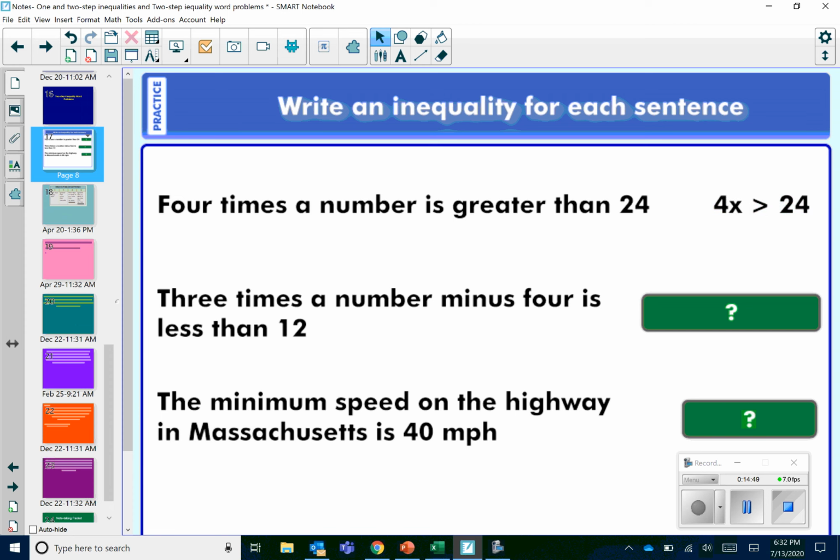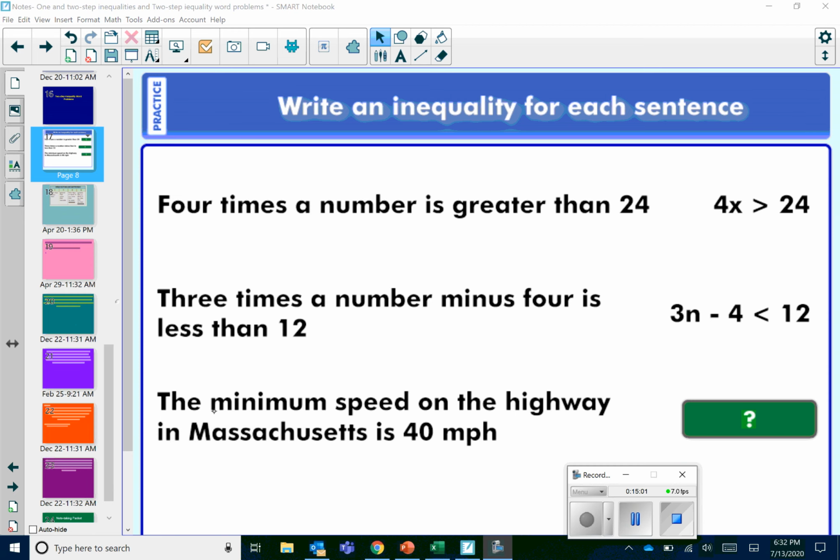3 times a number minus 4 is less than 12. Well, 3 times a number would be 3x, minus 4 would be minus 4, and then is less than 12. This is where it can start to get a little tricky.